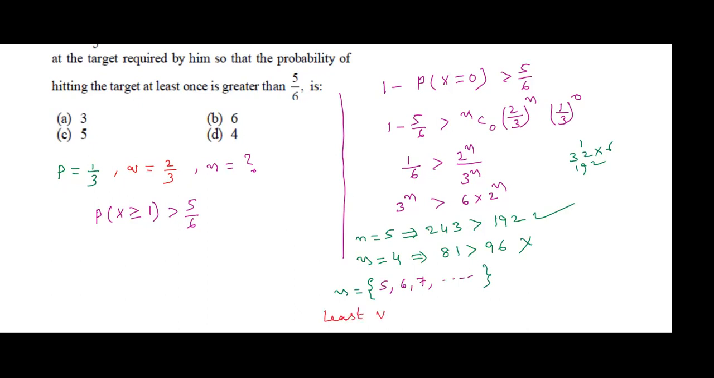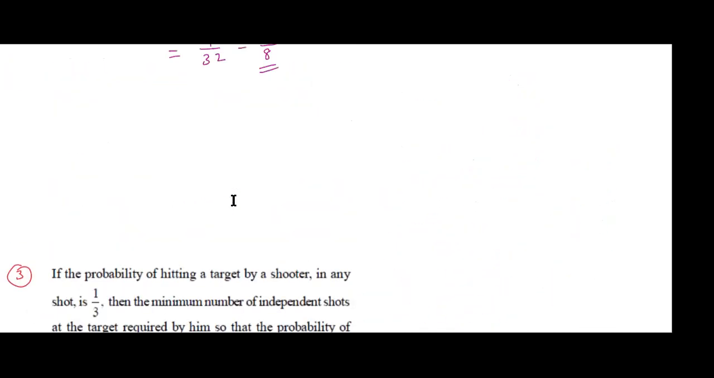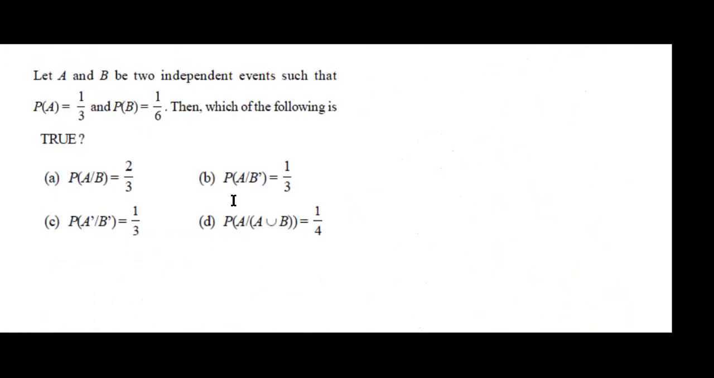The least value of n is equal to 5. Which option is correct, students? C, the third option is correct. This is also a very easy question, but how to find the n value, that is important, by the verification method. If you take 3, 4, 5, 6 and verify all of them, it will take so much time. Right, so I'm going to discuss one more problem.